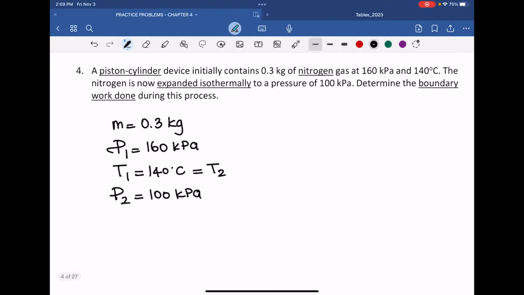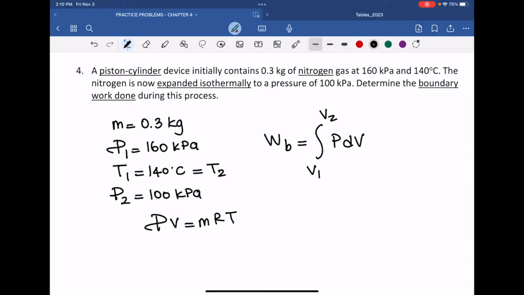So if you remember how we calculate the boundary work is, of course, to take this integral, we need to know how pressure depends on the volume. But we know it here because the ideal gas equation applies to nitrogen gas. So remember, PV is equal to mRT. Okay, so there are several things we can do.